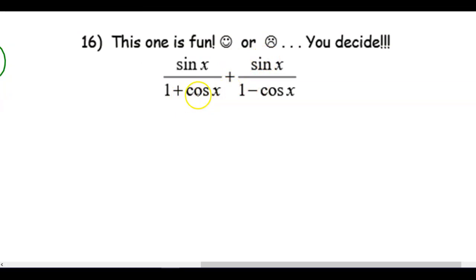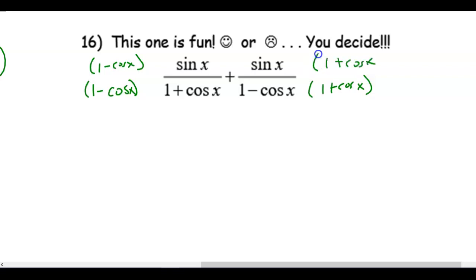Alright, so we need common denominators. So this one has a 1 plus sign, this one's a 1 minus sign. I'm going to multiply by 1 minus cosine on the left, at the top. And over here, I'm going to multiply by 1 plus cosine of x. So now at the bottom, our new denominator is going to be 1 plus cosine times 1 minus cosine. That is the same thing with different signs, the difference of two squares, so it's 1 minus cosine squared of x.